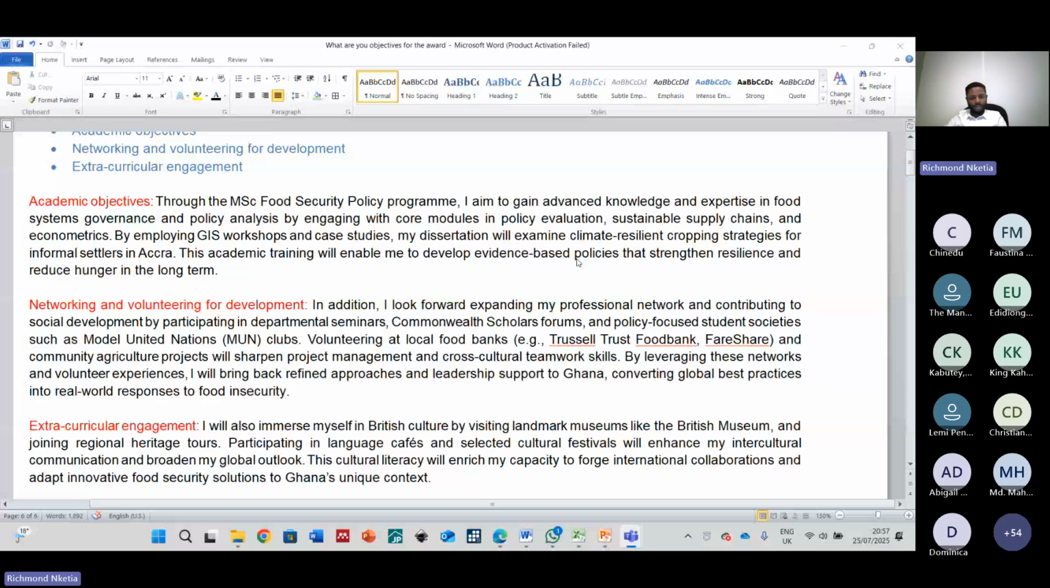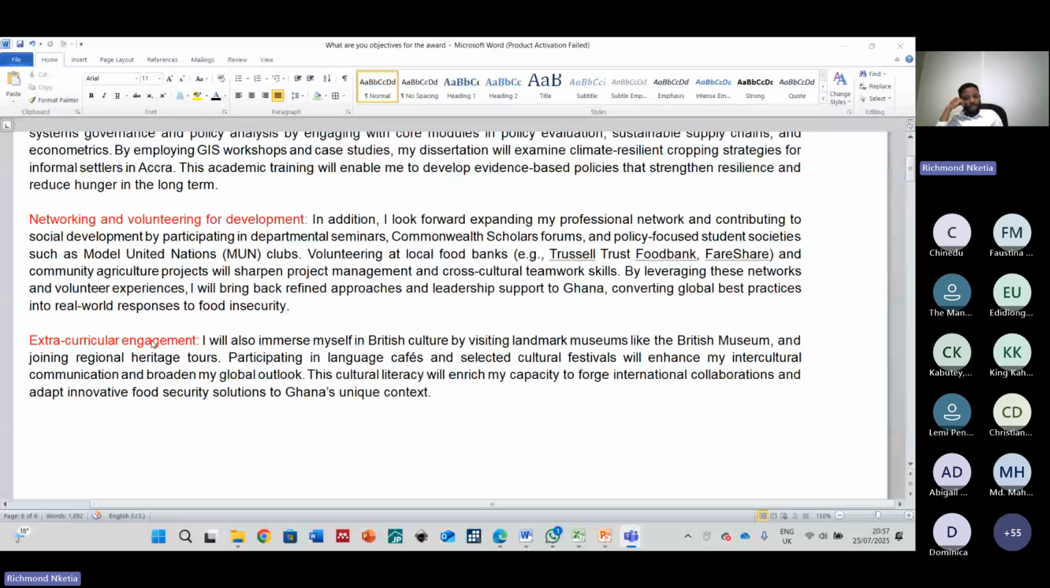Then the final one, we'll talk about extracurricular engagement. So you would also want to engage or participate or immerse yourself in British culture. There are cultural events going on across the UK, and they've got museums that showcase British culture, they have special festivals where you go to learn about all the British culture. Faustina, recently you visited a museum, right?